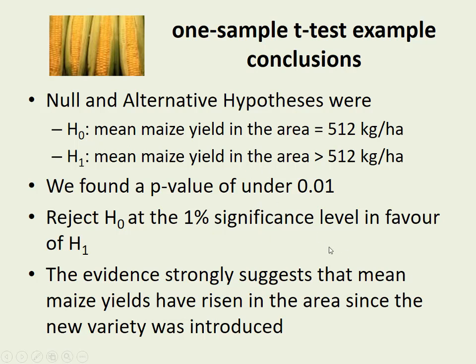And then please make sure that when you interpret things, as well as giving this technical conclusion, for the non-statistical audience, maybe the policymakers or other readers, you explain what it means. So this means that the evidence strongly suggests that mean maize yields have risen in the area since the new variety was introduced. It could be just coincidence, but it could be that that maize is now actually improving people's livelihoods. But certainly you can be pretty confident that that random sample represents what's really happening in the rest of the population, although you can't be sensible about causality.